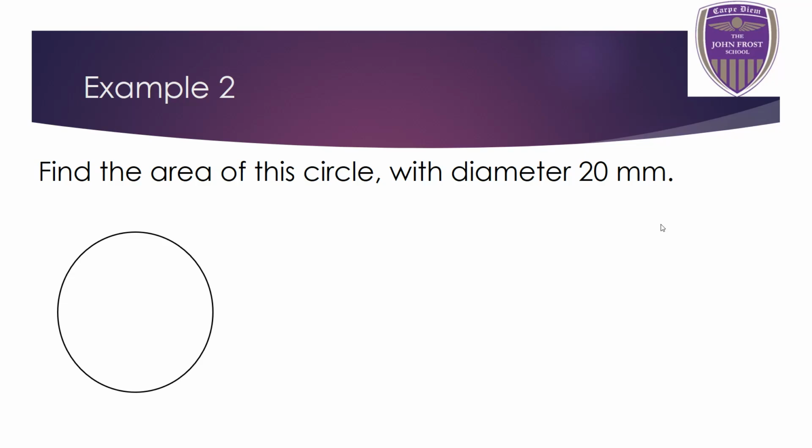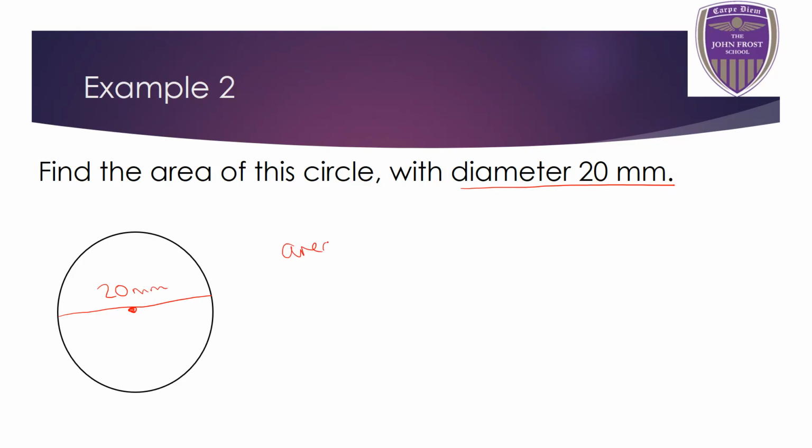Press pause, copy this down, and then press play when you're ready to get going. So this time, find the area of the circle where the diameter is 20 millimeters. Adding that to the diagram, 20 millimeters is the distance from one side to the other going through the middle.